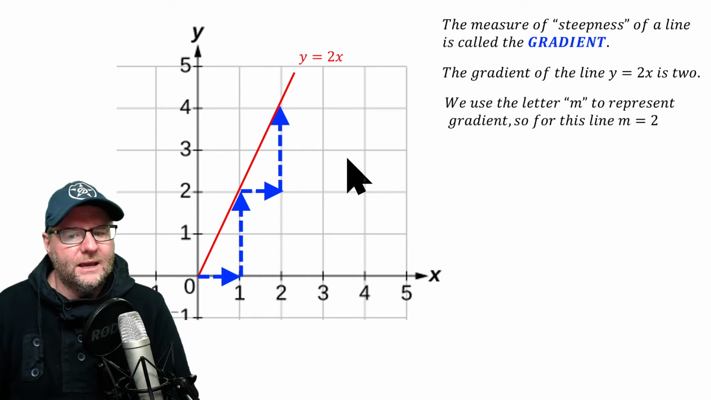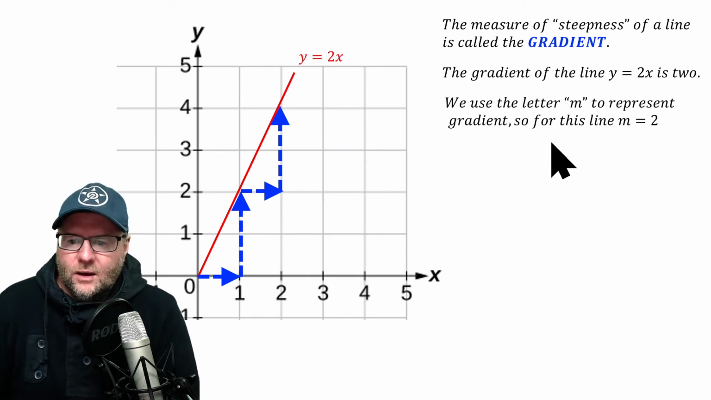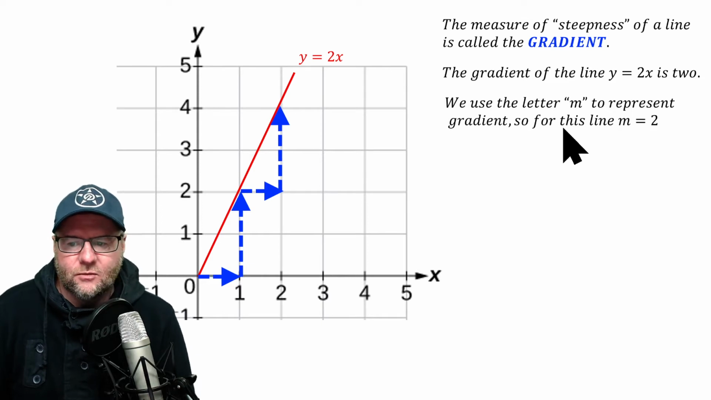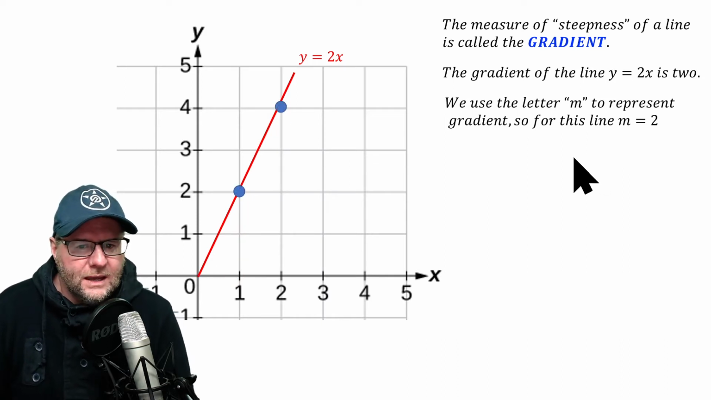But there's another way as well. Now, before we get on to that, we use the letter m traditionally to represent gradient. So when we're talking about gradient, we use the letter m. We'd say that the gradient for this line, or m, equals 2. Now there is another way.